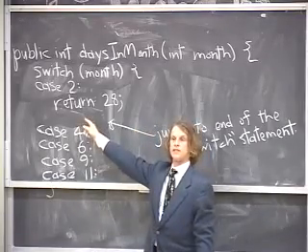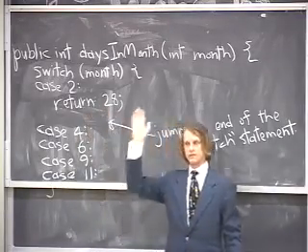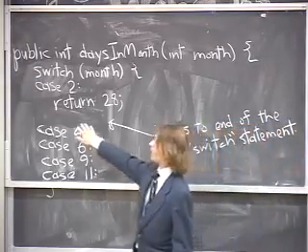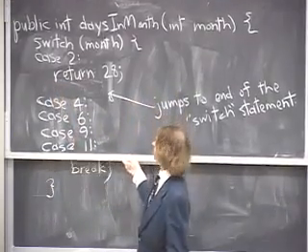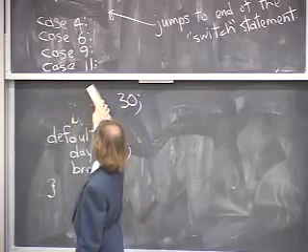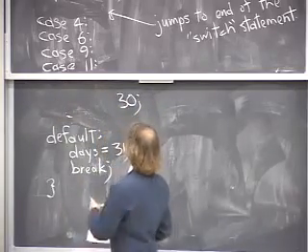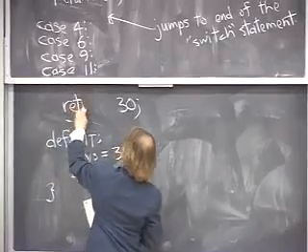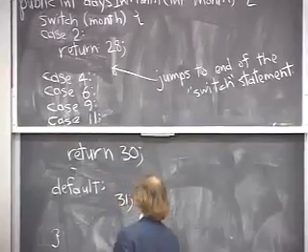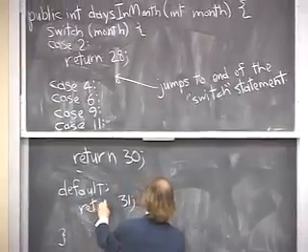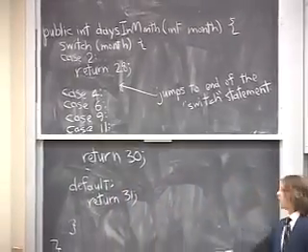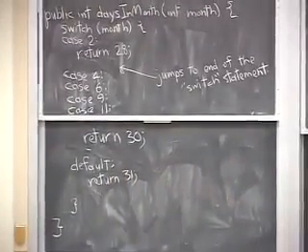I don't even need a break statement anymore because the return statement stops execution right there and the rest of the switch statement will not happen. But I could include a break statement if I want. It doesn't hurt. Same thing here. If it's a 30-day month, I just return 30. If it's a 31-day month, I return 31. Extra closing brace at the bottom. Now I've got a method that just returns the number of days in a month.